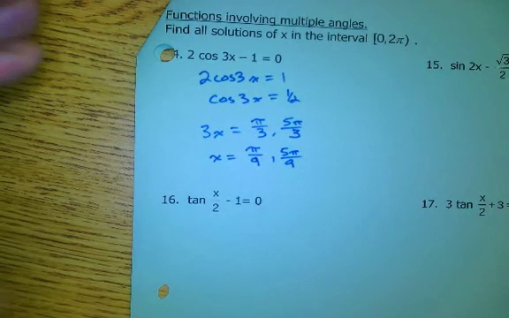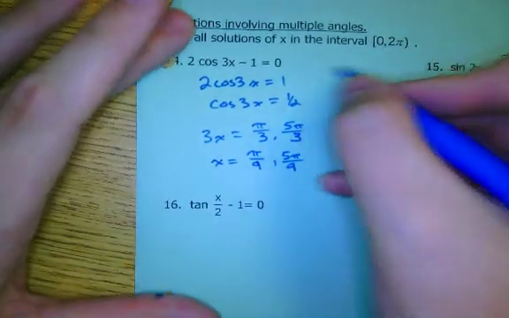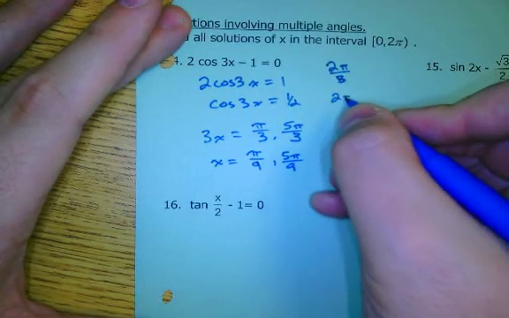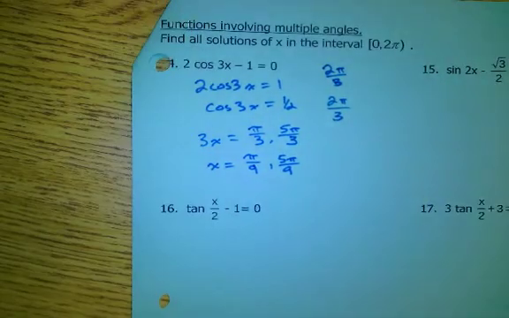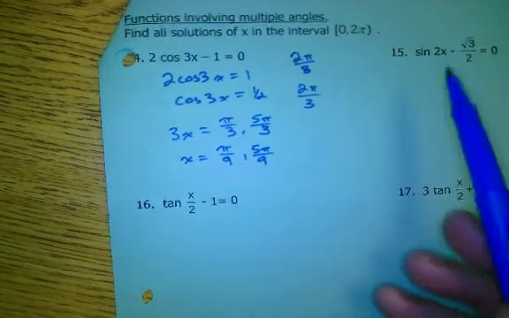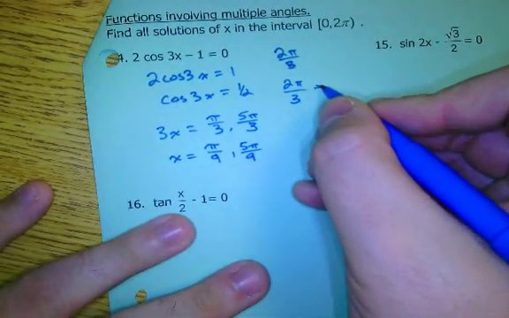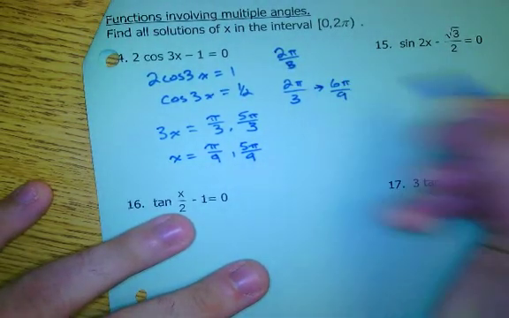Okay, what's my period? Well, isn't it 2 pi over b? So this period is going to be 2 pi over 3. So I just have to add my period to all these until I get no further than 2 pi. Ooh, it's so hard. What if I made this 6 pi over 9? Is that easier? Yeah. Let's just add 6 pi over 9.